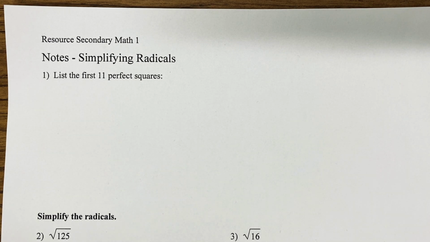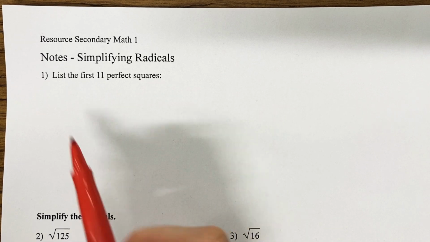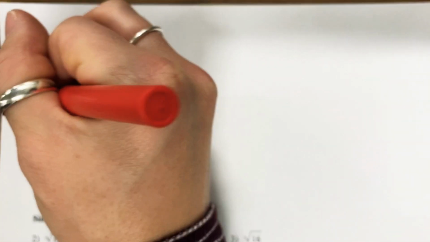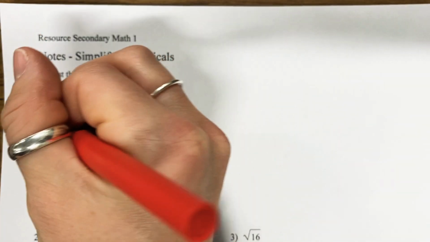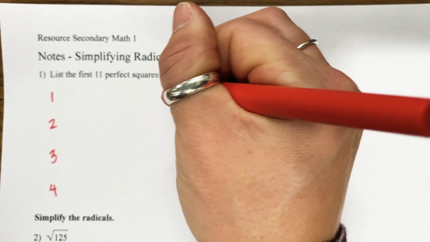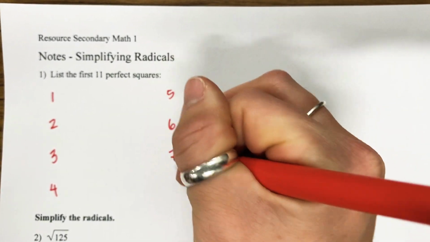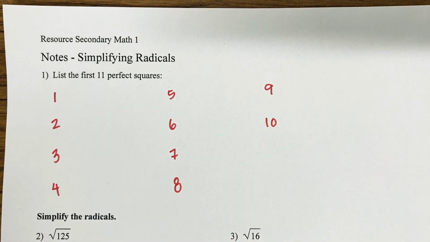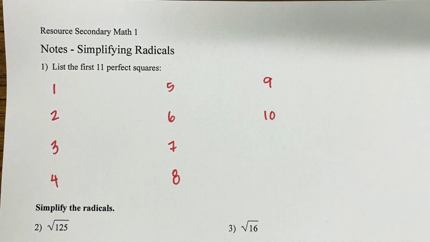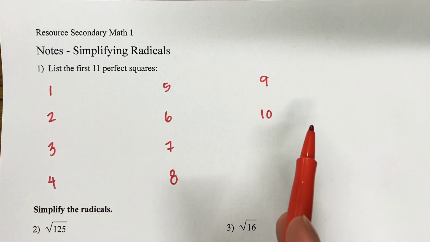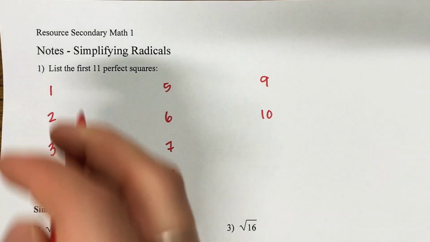So for number 1, we're going to do the same thing we did last time. It says to list the first 11 perfect squares. Okay, so let's make a list from 1 to 10: 1, 2, 3, 4, 5, 6, 7, 8, 9, and 10. Now that we have our list from 1 to 10, we are going to figure out what they are when we square them, right?